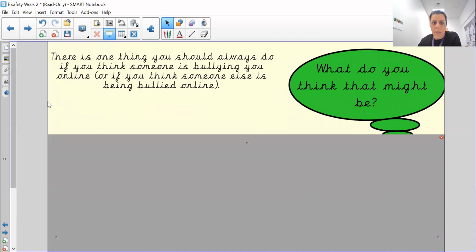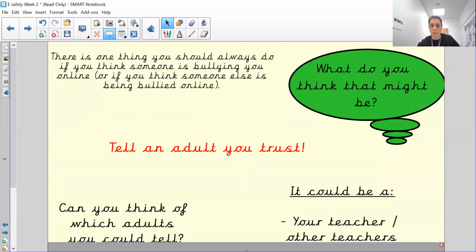Okay, and then this one, just going through what you think you should be able to do. So I've gone through earlier on, I've said making sure you tell an adult. Who do you think you could tell? What adults do you think you'd be able to tell to keep you safe and to stop this from happening? Okay, so I said earlier on, I said a teacher and I said a parent. Let's have a look at who else we could tell.